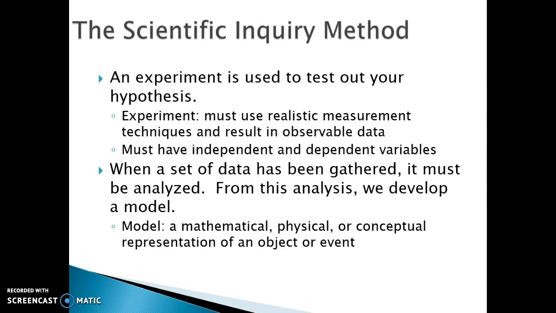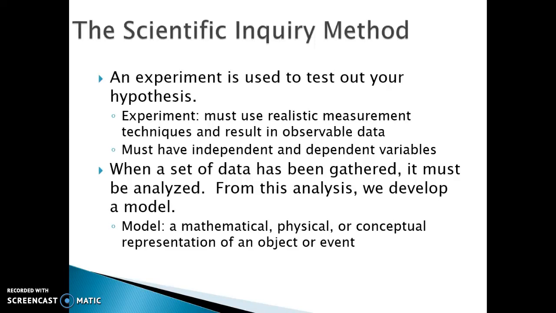We're going to use an experiment to test out your hypothesis. So an experiment is a realistic measurement technique, and it's going to result in some type of observable data. Observable data means that you're going to see something, or you're going to be able to take a mass and it's going to change. It has to be observable data, something you have to see.